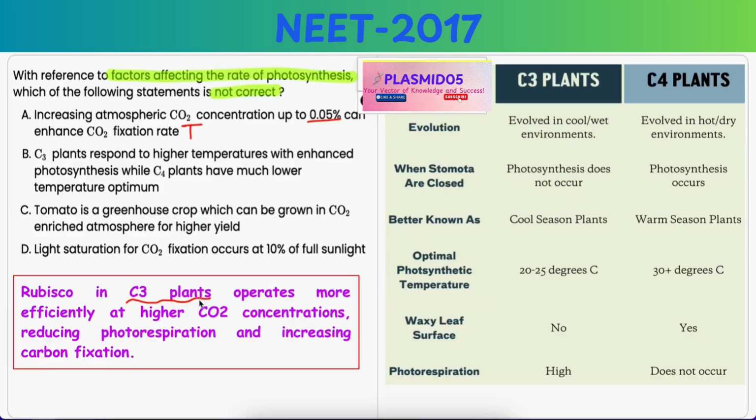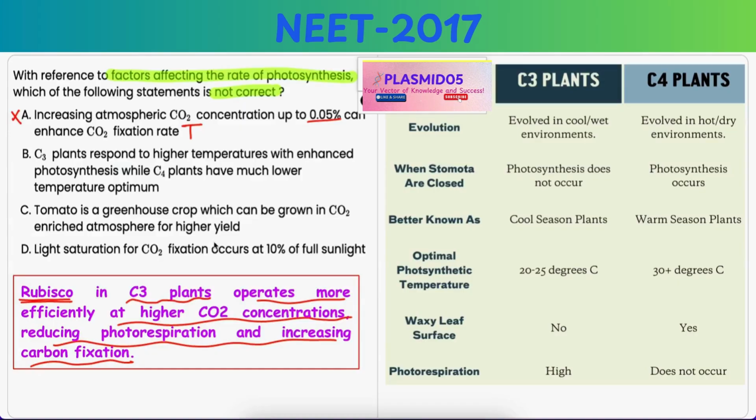Now, this is because the enzyme Rubisco in C3 plants operates most efficiently at higher carbon dioxide concentrations, thus reducing photorespiration and increasing carbon fixation. Hence, it is incorrect option.